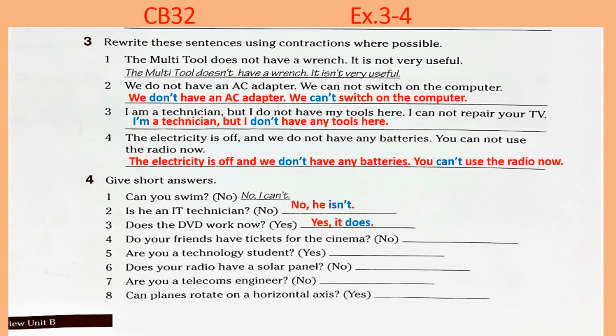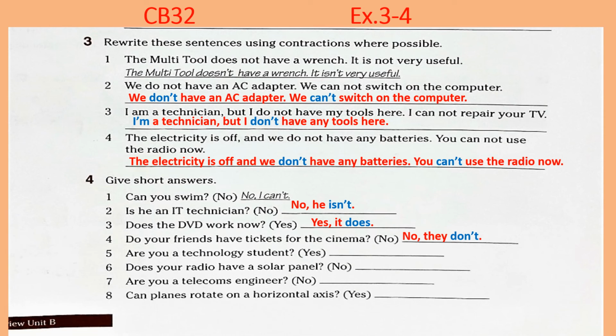Number 4, do your friends have tickets for the cinema? We must answer with do, so no, they don't. Number 5, are you a technology student?